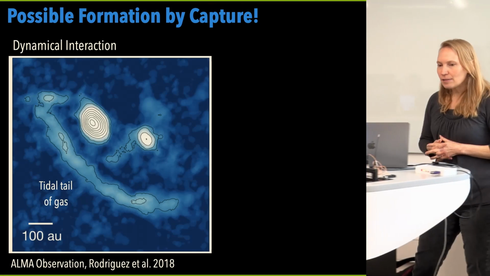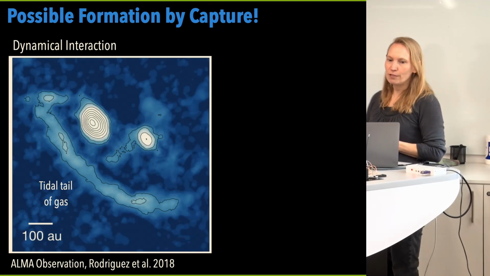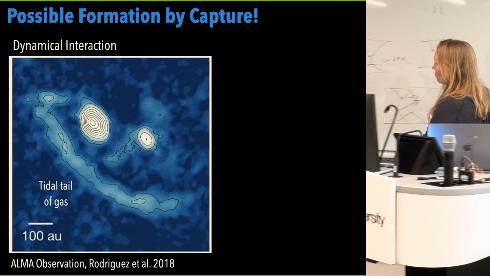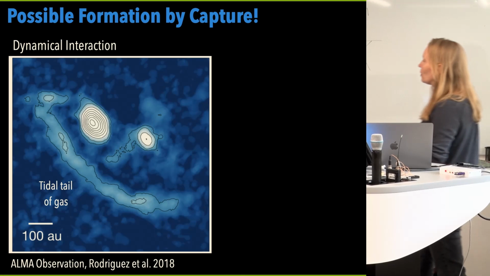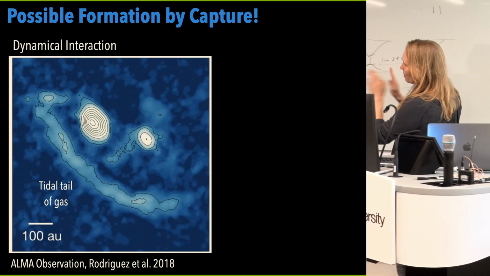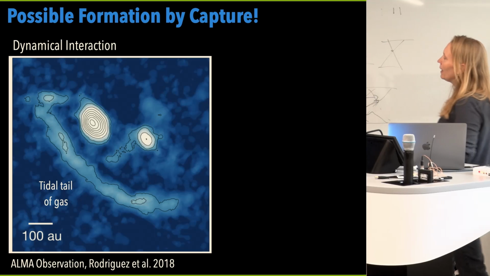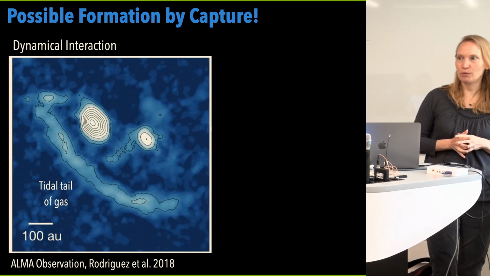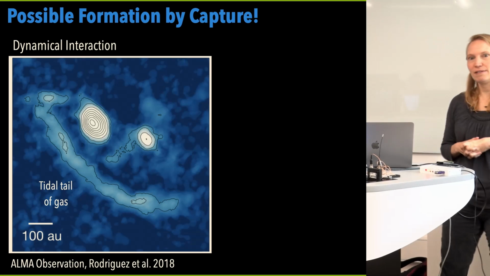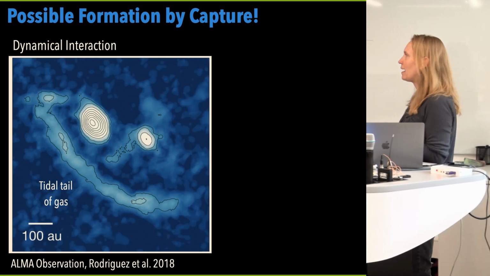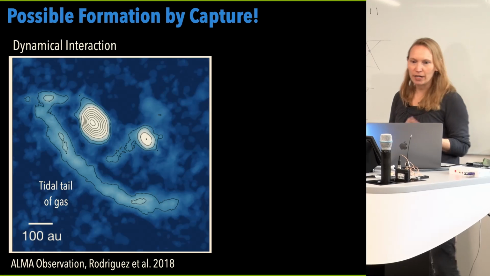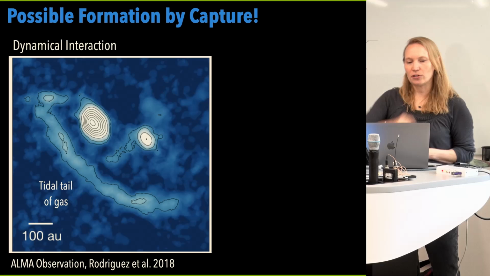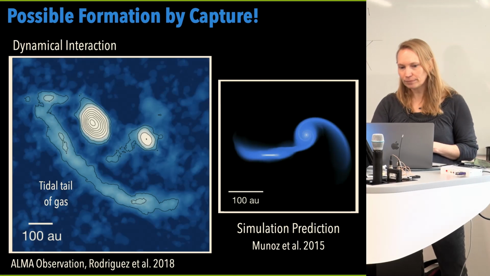All right, the last but not least is formation by capture. So this is an ALMA observation from 2018. And you can clearly see that there are two disks there, so two young stars with disks. And then you see this very large strip of material, which should remind you of a tidal tail, because it is. So this might even look like interacting galaxies to you. Same kind of physics, where these systems seem to be interacting and being captured into a bound orbit.